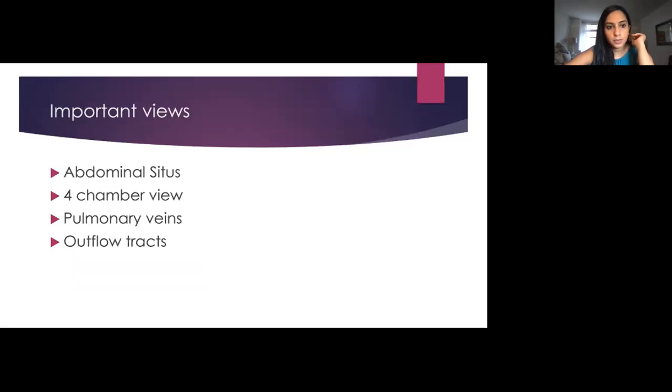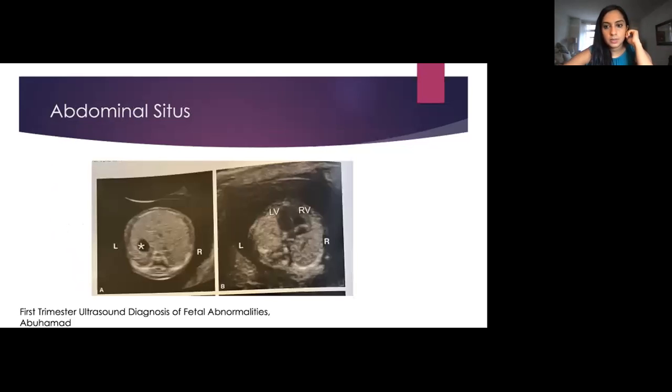So in terms of the important views that I'm going to talk about, there's the abdominal situs, the 4-chamber, you want to see your pulmonary veins, and the outflow tracts. In terms of abdominal situs, we do it the same way that we do at the anatomy scan. You start with the stomach, which is on the left, and you just sweep up to get your 4-chamber view, and you want to make sure that they're both on the same side.